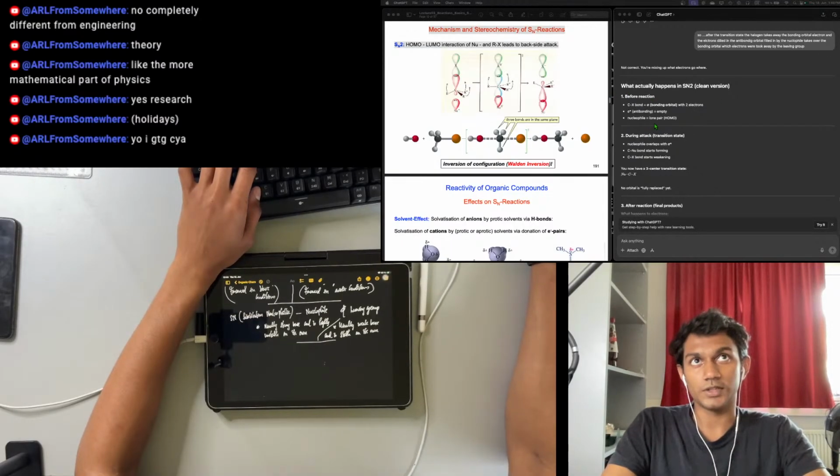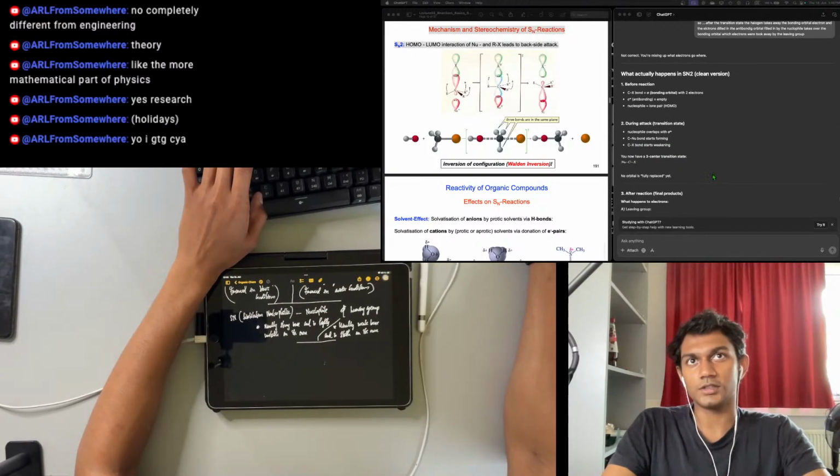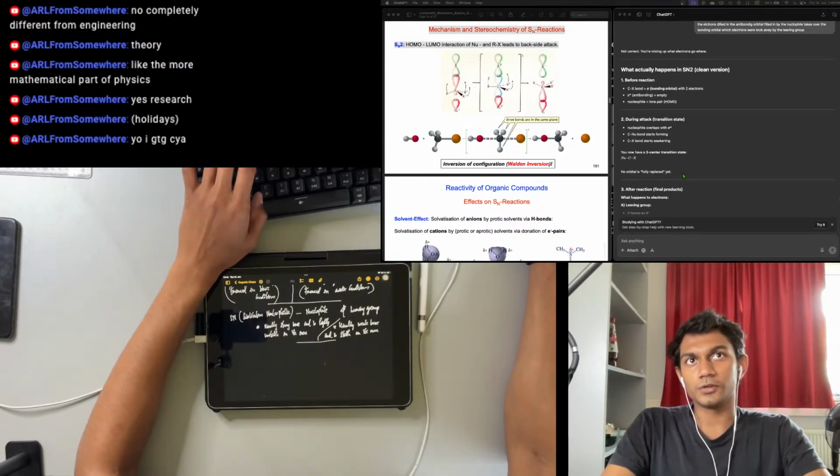What actually happens in SN2, clean version. Before the reaction, the C-X bond is a sigma orbital with 2 electrons, the antibonding orbital is empty, and the nucleophile has a lone pair. During the attack, the nucleophile overlaps with sigma star, and the carbon-nucleophile bond starts forming while the carbon-halogen bond starts weakening. Now you have a 3-center transition state. No orbital is fully replaced yet.